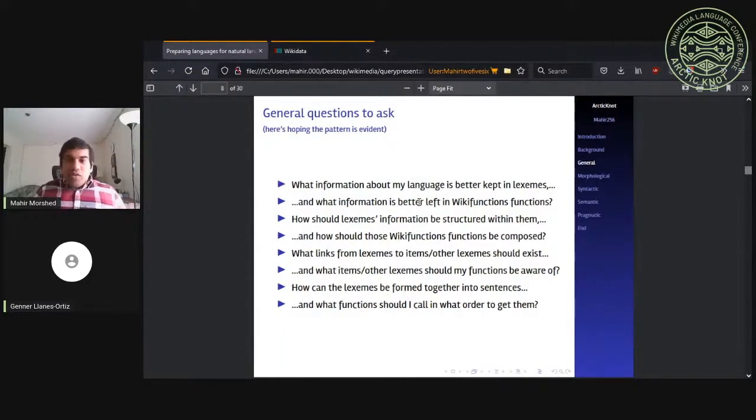And once you have this scope of outside knowledge defined, the question just becomes how can we form these lexemes, these individual units, into sentences? There has to be some structure around it. So how do we create this structure? And what functions do I call to actually make the structure happen?